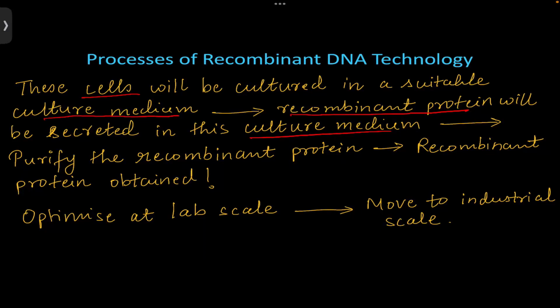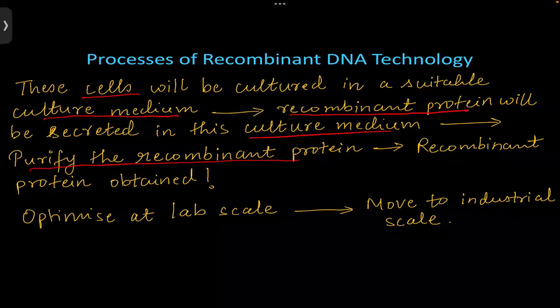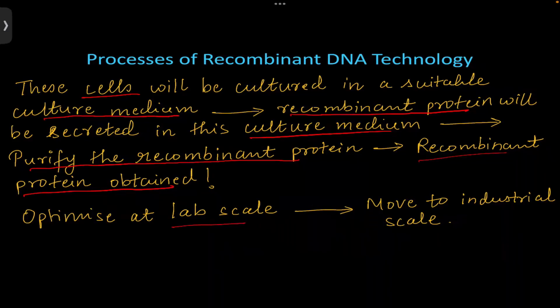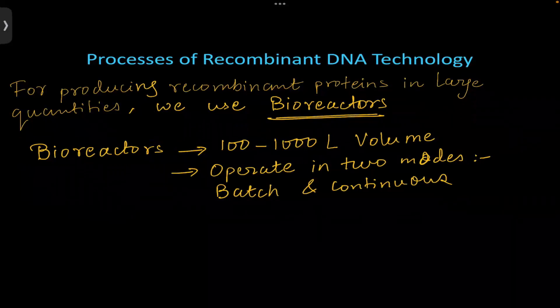But for simplicity's sake, we'll assume that the host cell that you have chosen for transferring your recombinant DNA is going to secrete the recombinant protein in the culture medium. Once it does, you will have to purify out or separate out your recombinant protein from the culture media contents. So ultimately, you will get your recombinant protein. Remember, all these steps need to be optimized at the lab scale, and only then will you be able to move to industrial scale, where the volumes of reaction will increase.